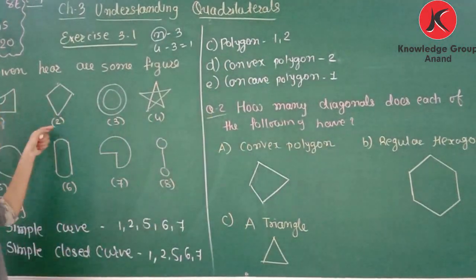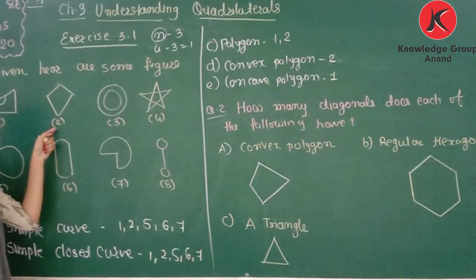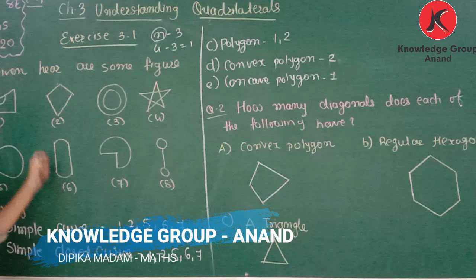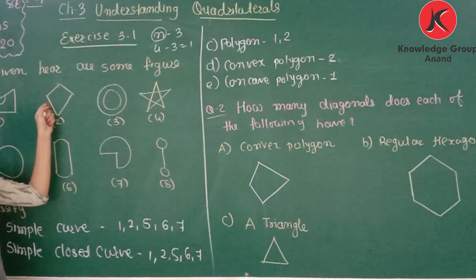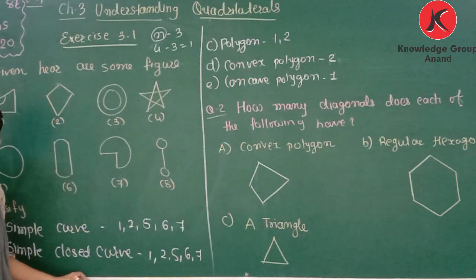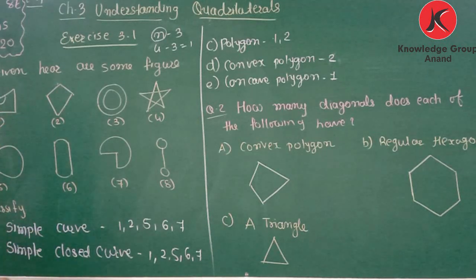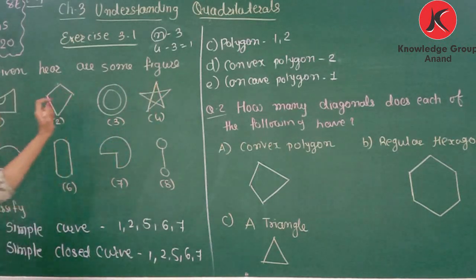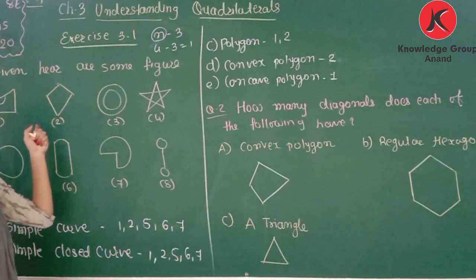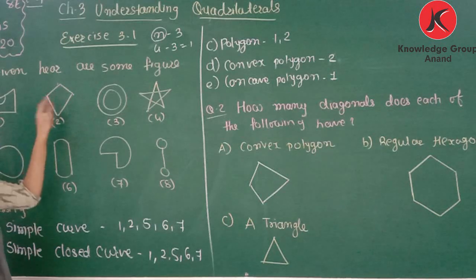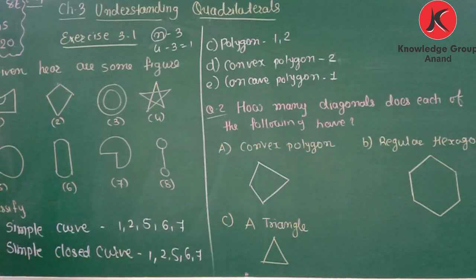Clear? Now second figure. This is closed simple figure. So you can write it is simple curve. So 2 will be simple curve. It is also simple closed curve. So 2 will be simple closed curve. Now it is also made up of line segment. So it is also polygon. Now it is concave or convex? It is convex polygon. Why? Because all interior angles are less than 180.